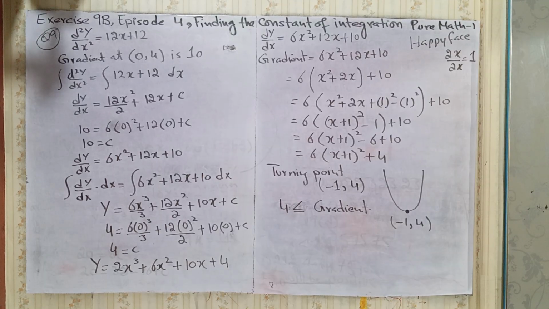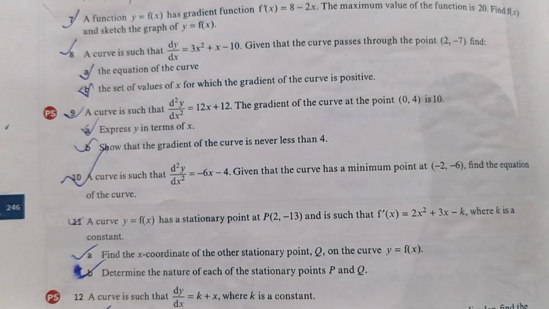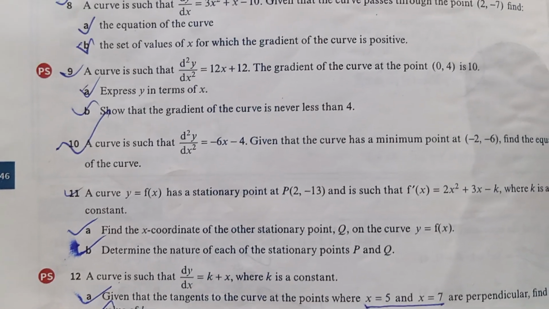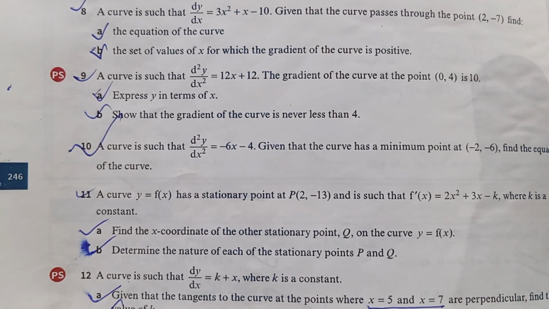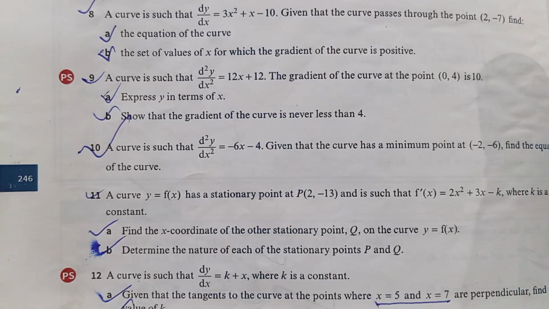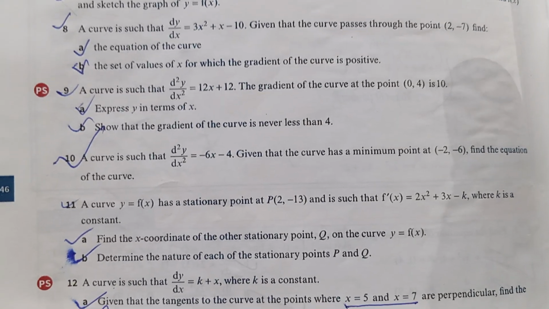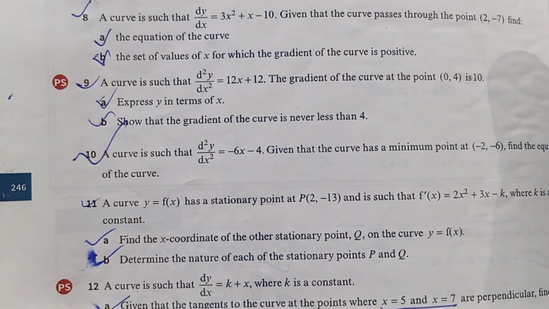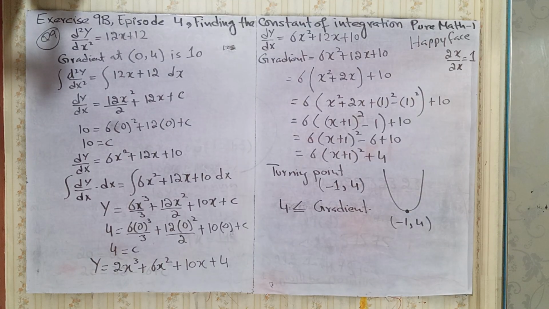So, my dear students, now we are going to attempt question number 9 of exercise 9B. Here, a curve is such that d squared y by dx squared is equal to 12x plus 12. The gradient of the curve at the point (0, 4) is 10. Express y in terms of x, that's the A part. And in the B part, it says to show that the gradient of the curve is never less than 4. So this is our fourth episode on exercise 9B, and we are going to attempt question number 9.